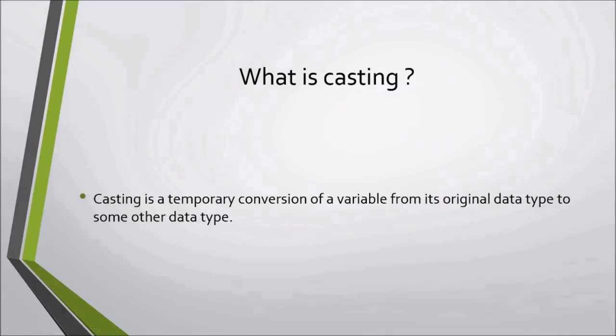Before moving towards what wrapper classes are, let's see what casting is. Casting is a temporary conversion of a variable from its original data type to some other data type. For example, we can convert double to integer and an integer value back towards the double.